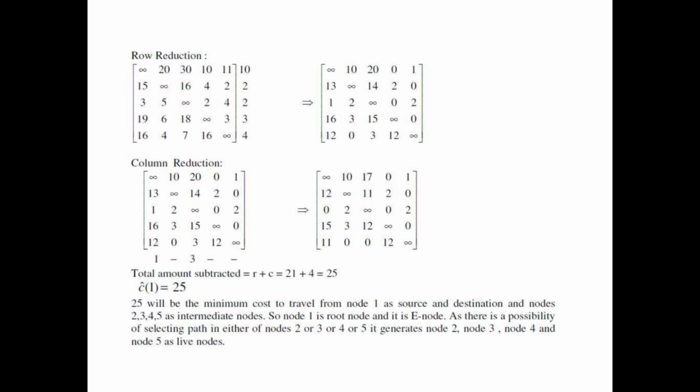Next, the least cost value is nothing but 2. We will subtract 2 from each and every element in the row. That is 3 minus 2 is nothing but 1. 5 minus 2 is nothing but 2. 5 minus 2 is nothing but 3.